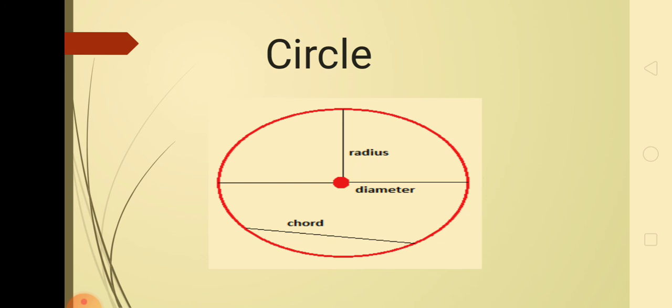Then the syntax of the circle is circle(x, y, r). R is for the radius, and x and y are the circle's center point.